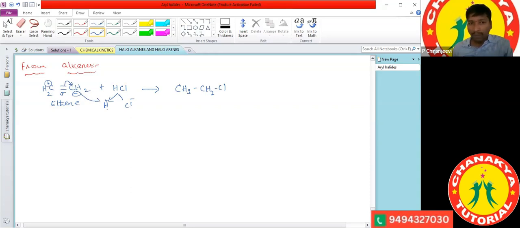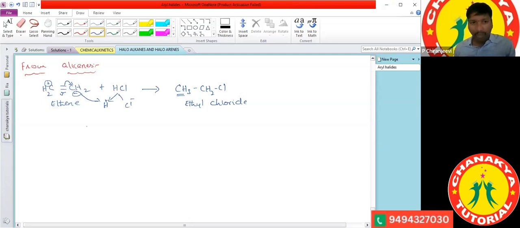So if the H plus ion attaches to CH2 minus, it is converted into CH3. And the positively charged CH2 carbon attaches with the Cl minus, and it is converted into CH2Cl. So finally it forms ethyl chloride.